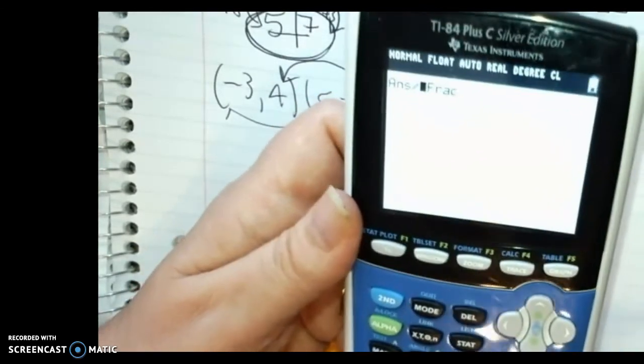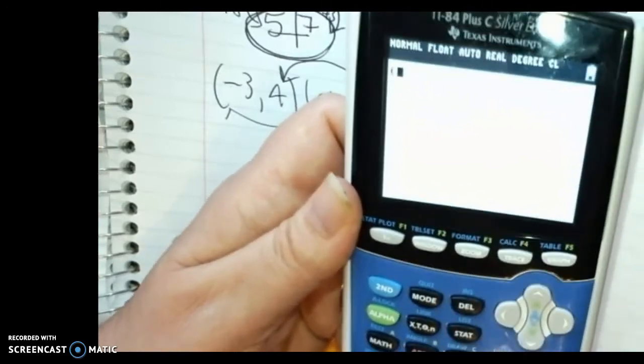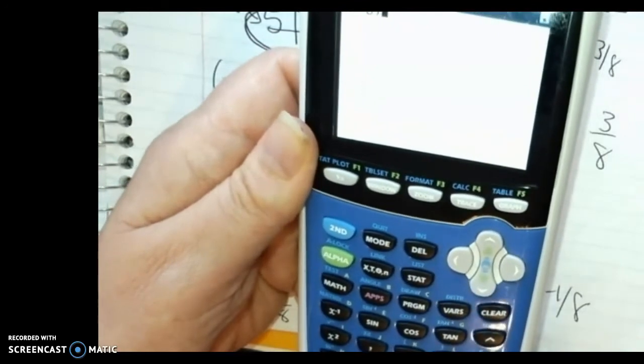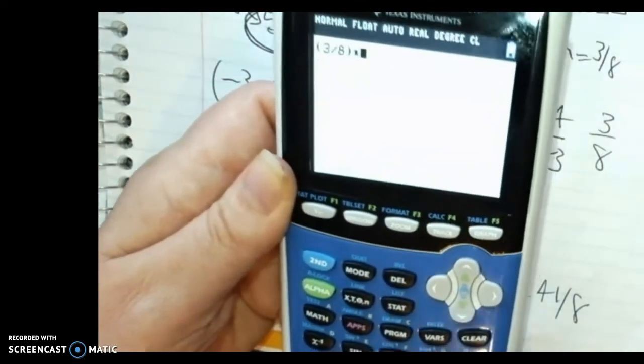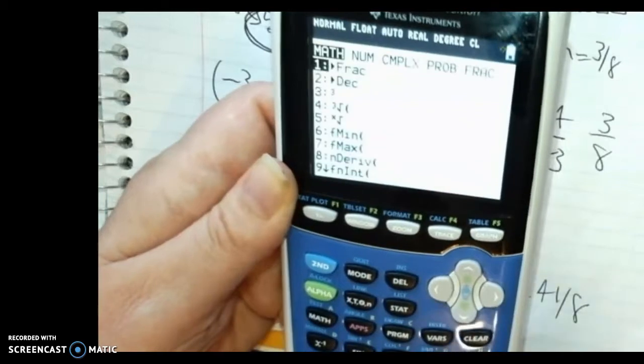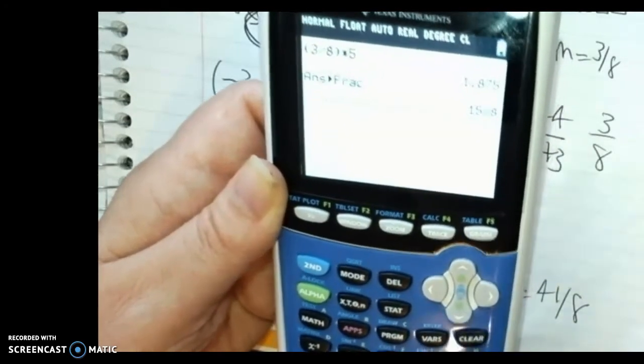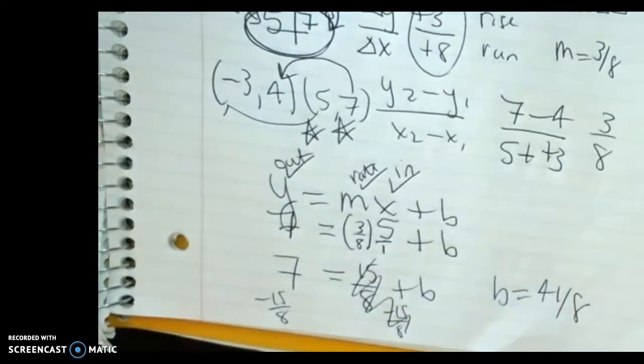So, clear. Too many buttons. What do we have? 3/8 times 5, is that right? Yeah. So 3/8, and then do times 5, enter, and then go to math, and see how it says convert to fraction, hit enter, and you get 15/8. And again, you can get a graphing calculator on your cell phone.